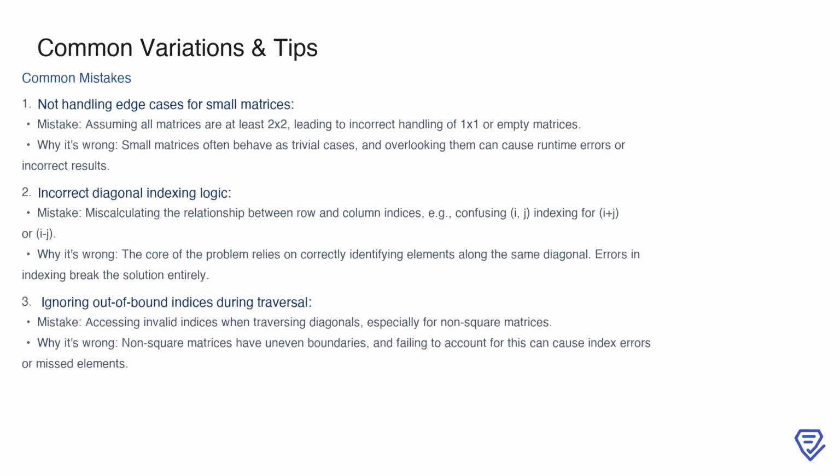Another frequent mistake is using incorrect diagonal indexing logic. The relationship between row and column indices, represented as i, j, is critical for identifying elements along the same diagonal. Miscalculating this relationship, for example, confusing i plus j with i minus j, can completely break your solution. Lastly, it's important to avoid ignoring out-of-bound indices during traversal. This is especially problematic in non-square matrices where boundaries are uneven. Failing to account for these edge cases could lead to runtime errors or skipped elements during validation.